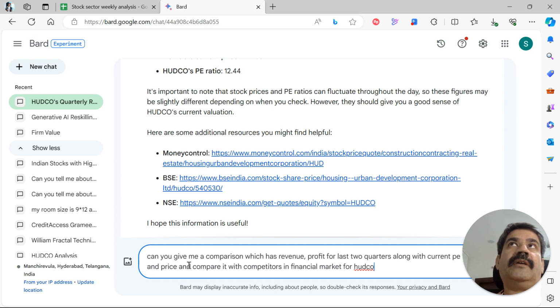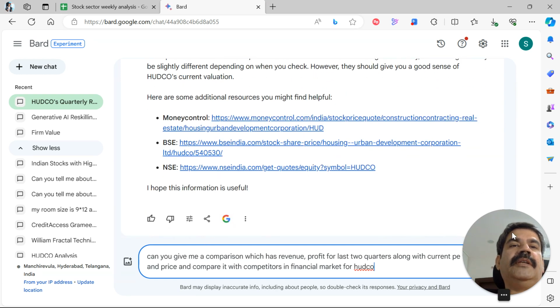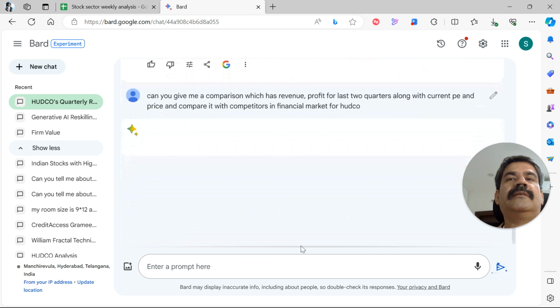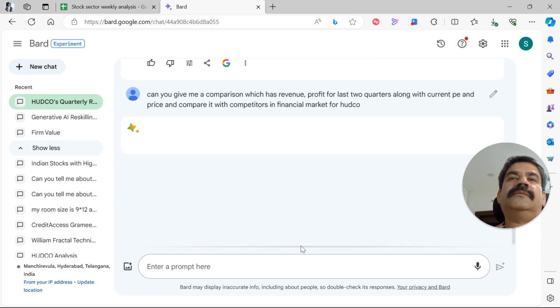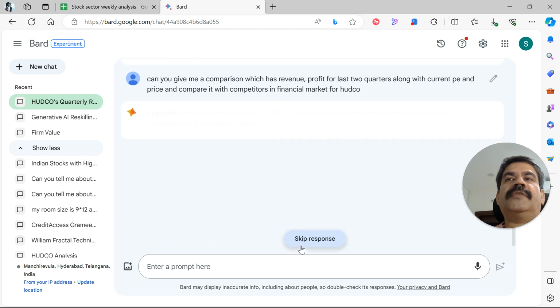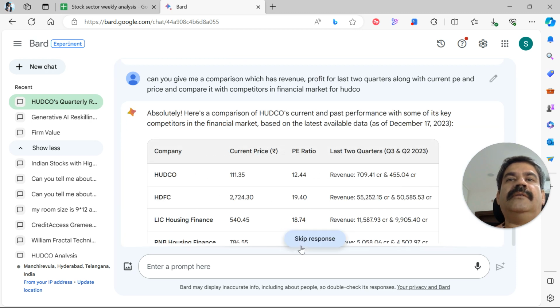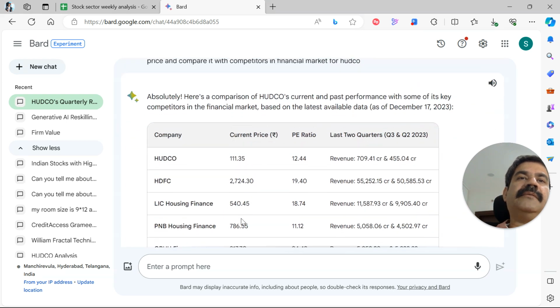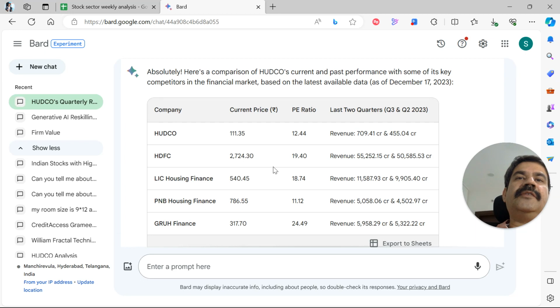been the profit and what is the revenue vis-a-vis its competitors, what's the current PE for the other competitors, and how well this is positioned in the market. So let's run this query and see what it is. So ideally it should pick up some other housing companies like HDFC, LIC Housing Finance, and it has brought me that.